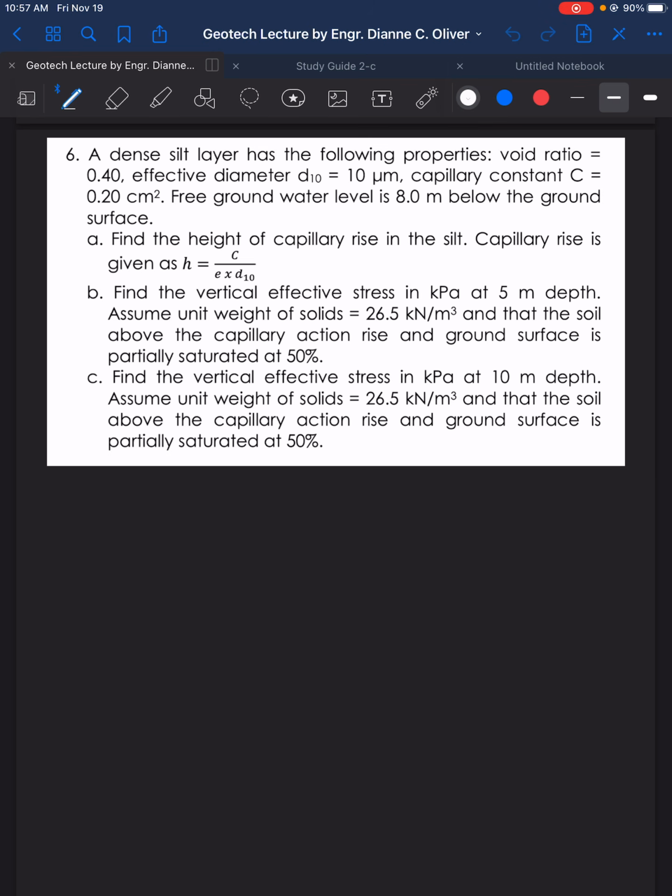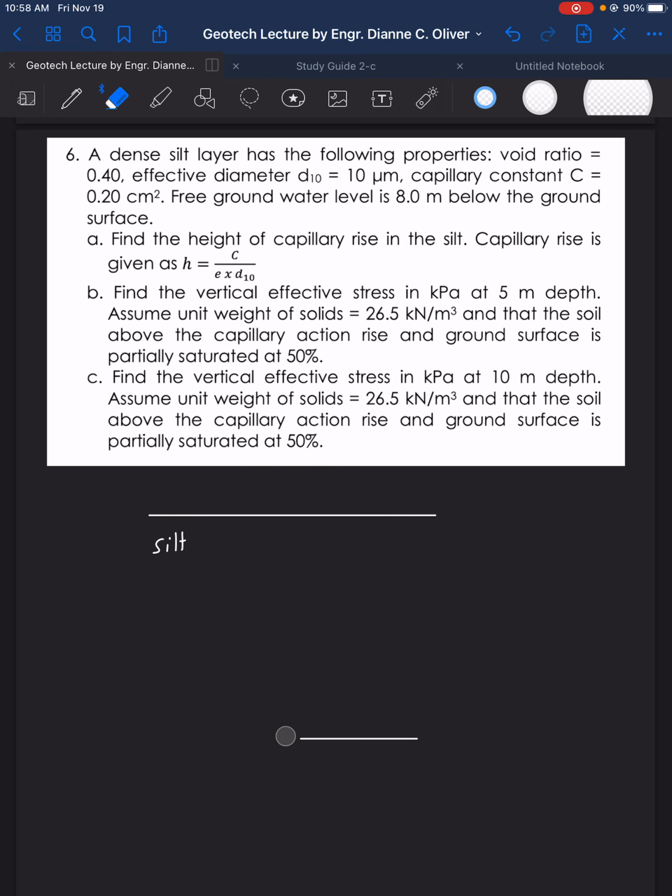Now visualize the given scenario. We have here one soil type, and it is a silt. So we have here the silt layer. If we draw that, let's just put something like this. So that's the silt layer. And then it says free groundwater level is 8 meters below the ground surface.